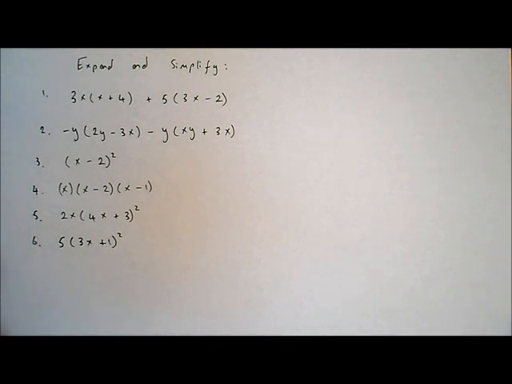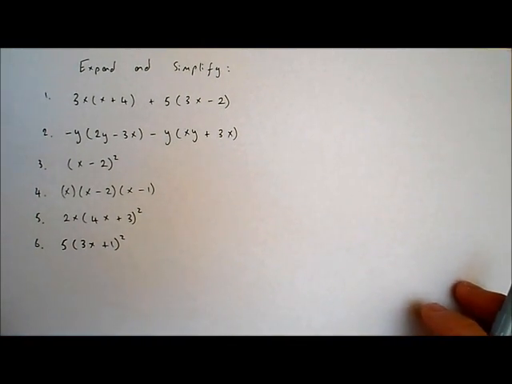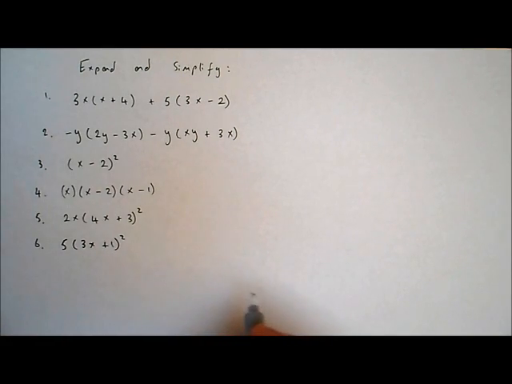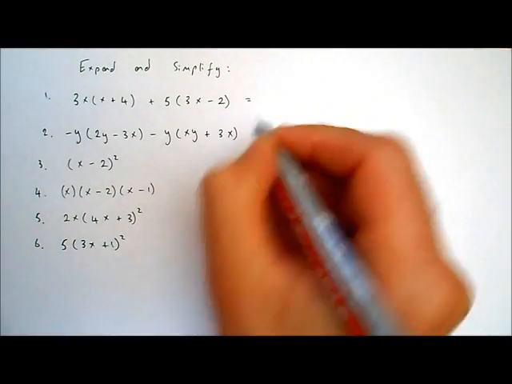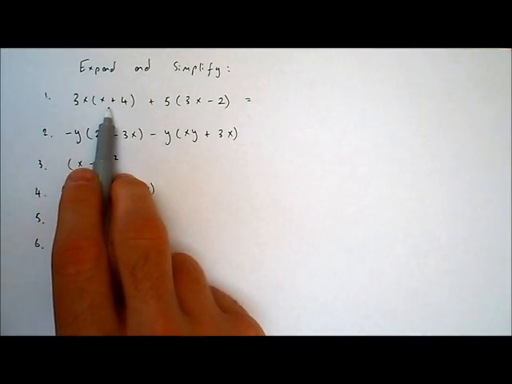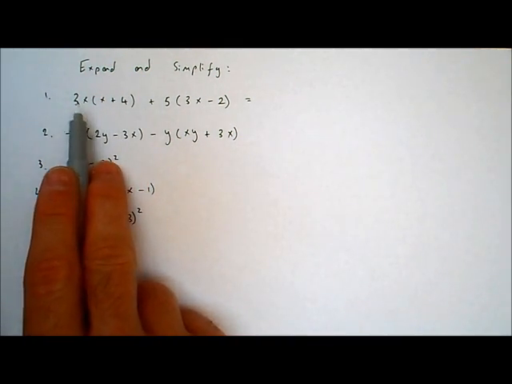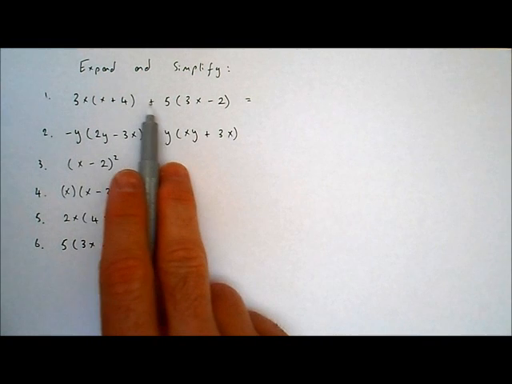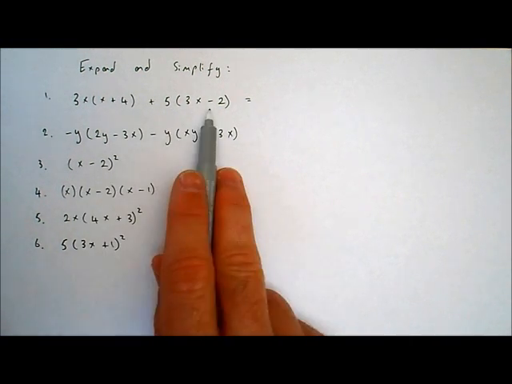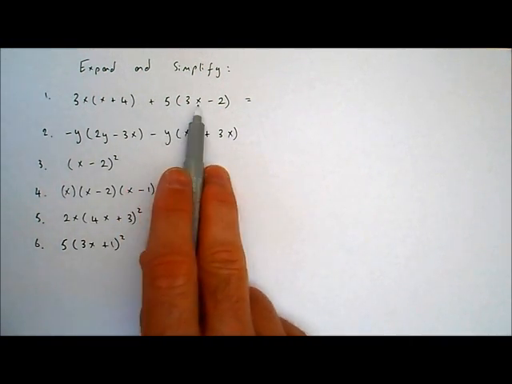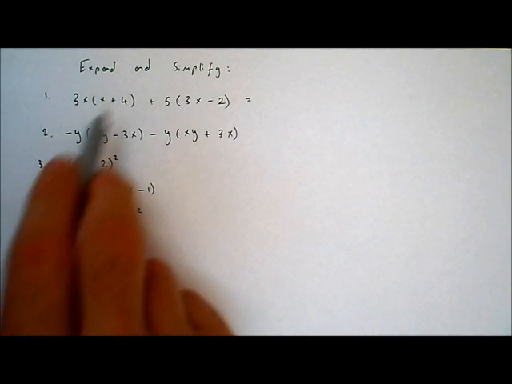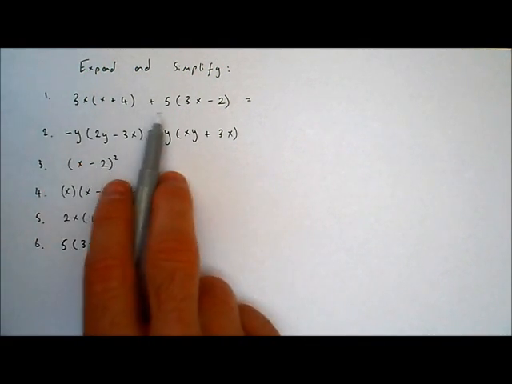Okay, let's have a look at these ones here. So these are when we're multiplying expressions. The first one, I'm asked to multiply. I've got 3x multiplied by x plus 4. So 3x bracket x plus 4 means multiply 3x by x plus 4. Plus 5 bracket 3x minus 2 means multiply 5 by 3x minus 2. So we're going to do each bit separately.